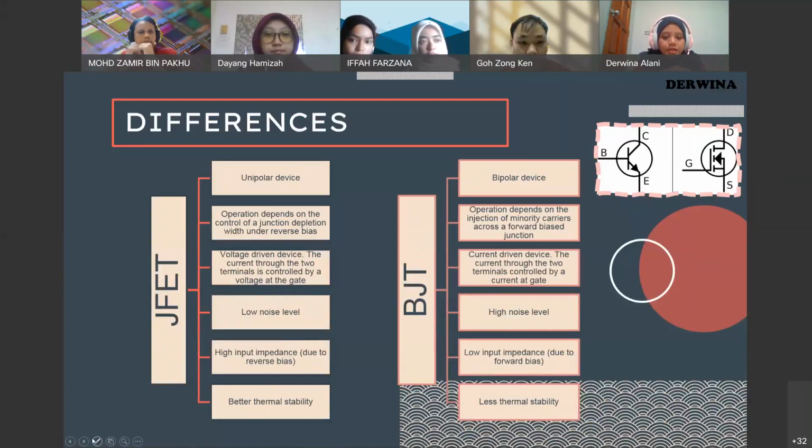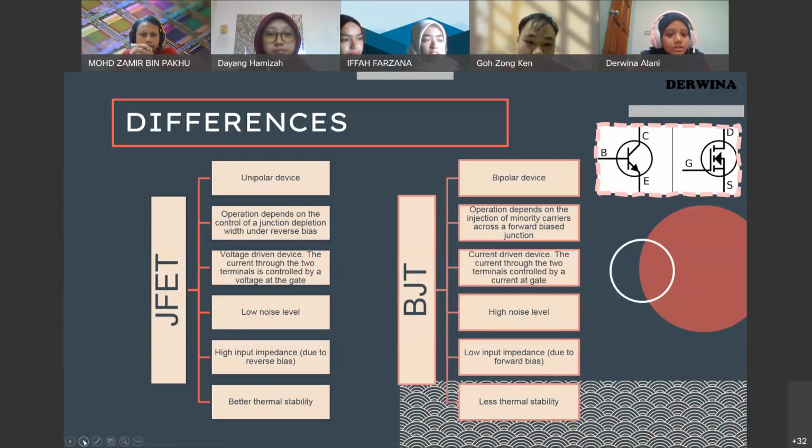Okay. Next is the differences between JFET and BJT from Group 1 yesterday. JFET is a unipolar device, but BJT is a bipolar device. The operation of JFET depends on the control of a junction depletion width under reverse bias, and BJT depends on the injection of minority carriers across a forward-biased junction.